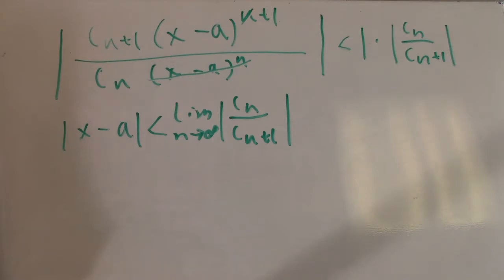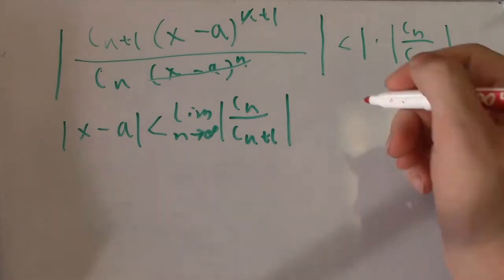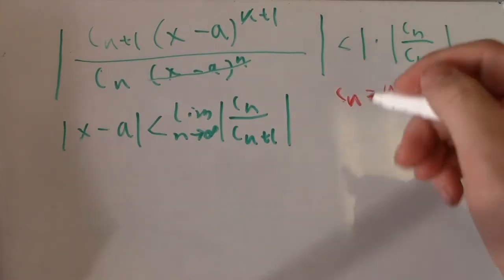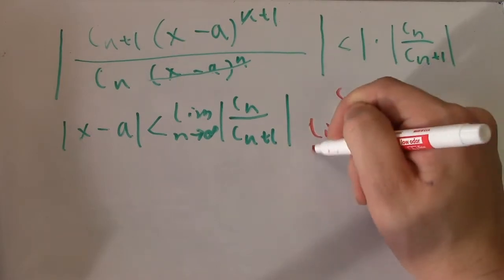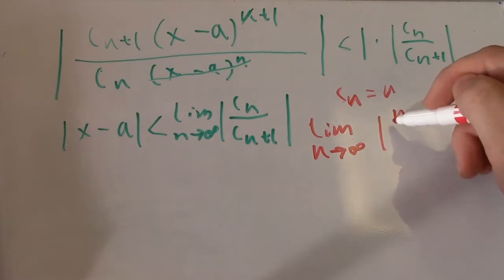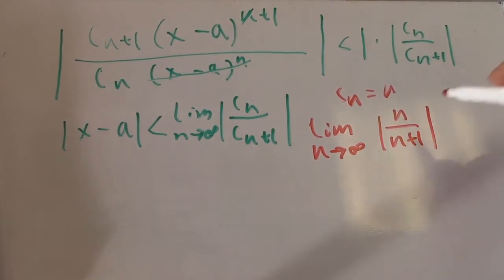Now, I would like to point out that we do need to use the general form for our coefficients. We can't use specific values in there. So, for example, in my first example with coefficients, where I had c sub n equal n, what we would do is take the limit as n approaches infinity of the absolute value of n over n plus 1. And because of the way limits work, this would end up equaling 1.